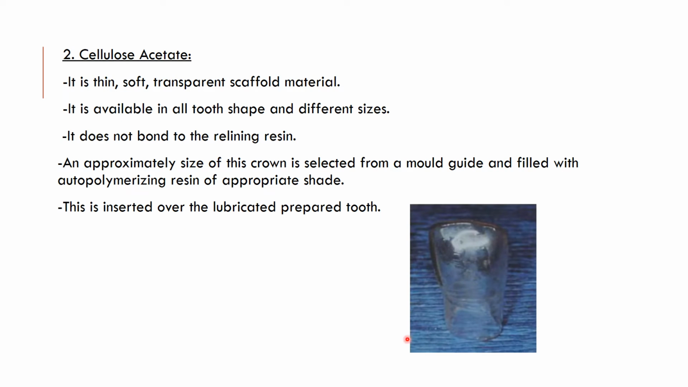Coming to cellulose acetate, this is a more transparent looking crown. It is a thin, soft, transparent scaffold material, available in all tooth shapes and different sizes. It does not bond to the relining resin. An approximate size of this crown is selected from a mold guide and filled with auto-polymerizing resin of appropriate shape. This is inserted over the lubricated prepared tooth.